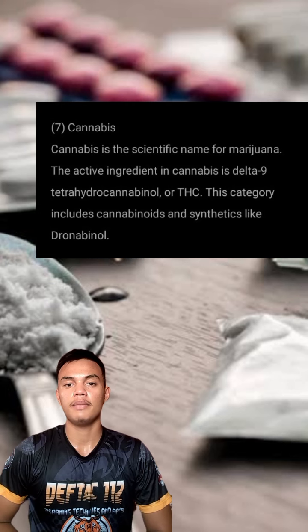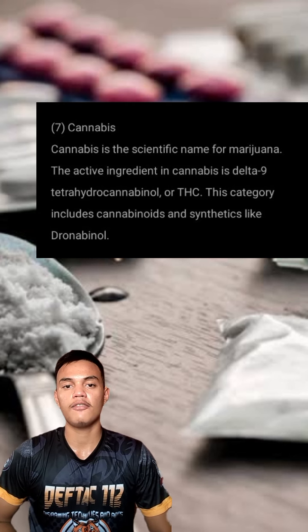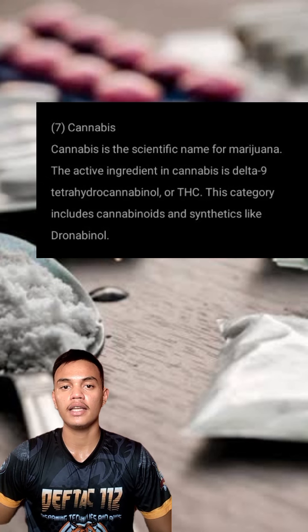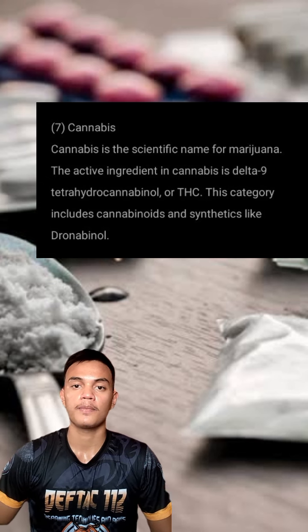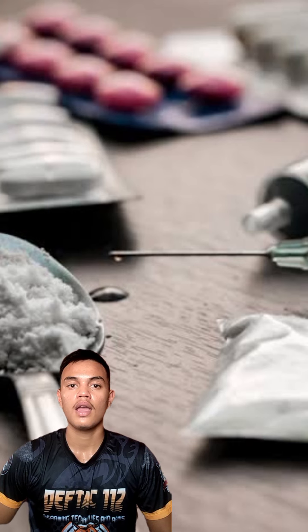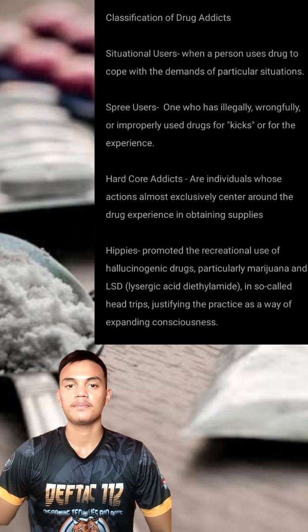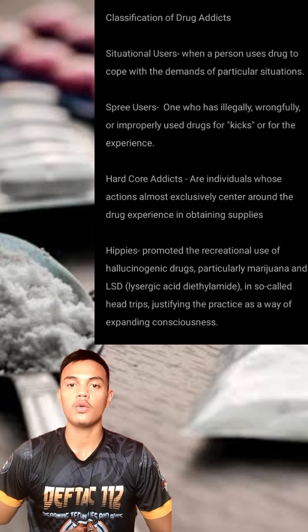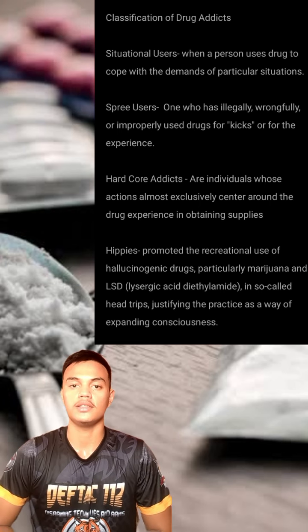Number 7. Cannabis. Cannabis is a scientific name for marijuana. The active ingredient in cannabis is delta-9 tetrahydrocannabinol or THC. This category includes cannabinoids and synthetics like dronabinol. Classification of drug addicts. Situational users. When a person uses drugs to cope with the demands of particular situations.